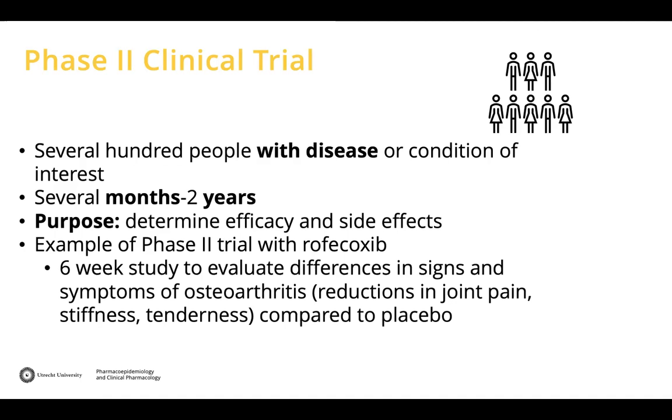In the phase 1 clinical trial, we were just looking at healthy individuals, and in phase 2, we're actually treating individuals with the disease in order to see the potential effects of the medication. So the study timeline for this particular clinical trial phase is a little bit longer. It can be several months to 2 years. And the purpose of phase 2 clinical trials is to determine the efficacy and side effects.